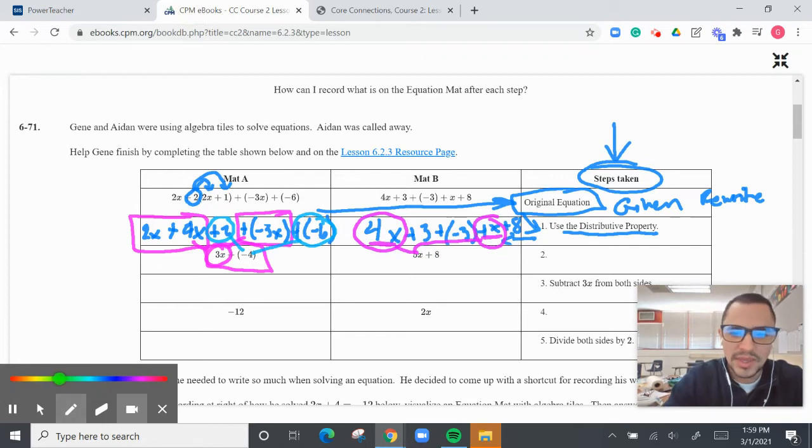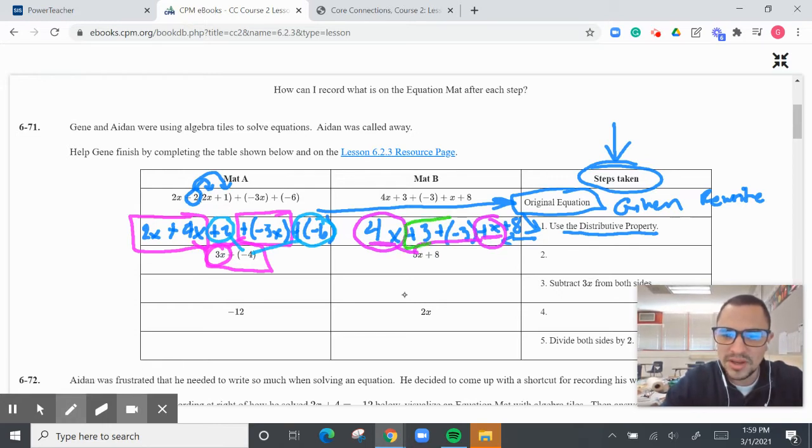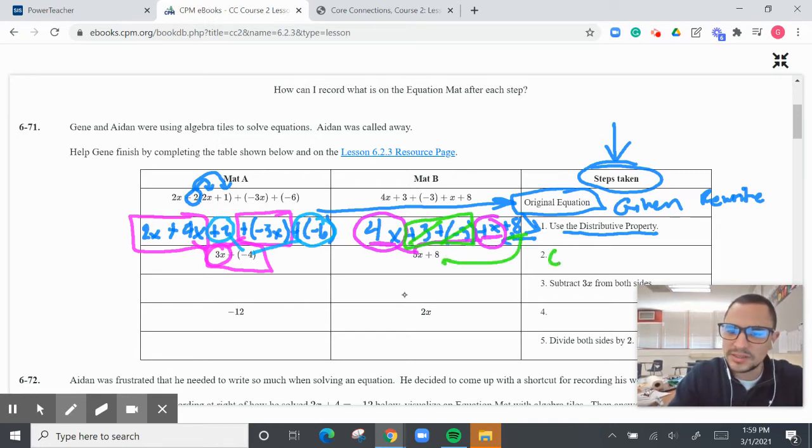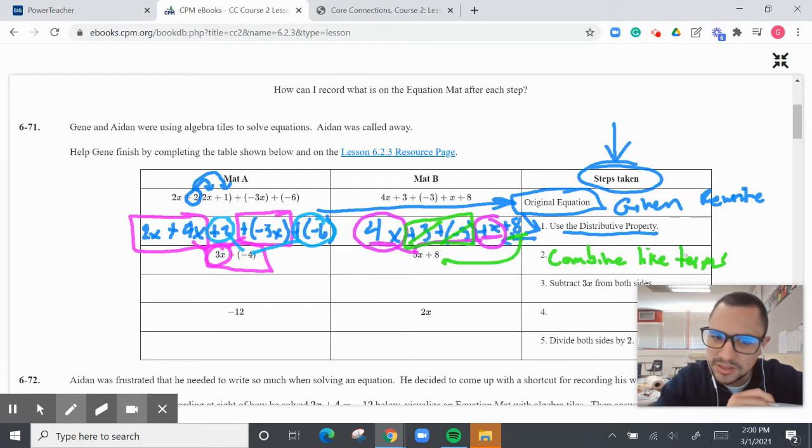And then they also have positive and negative 3. Well, that's kind of nice. It cancels each other out right there. So we're left with positive 8. So this positive 8 is right there. And we're going to call this combine like terms. And that's what you can do. So combine all your x's together, and then combine all your numbers together. That's what we're going to be doing today.